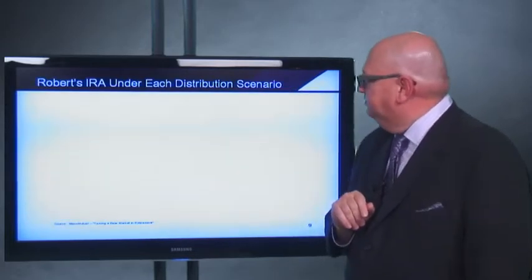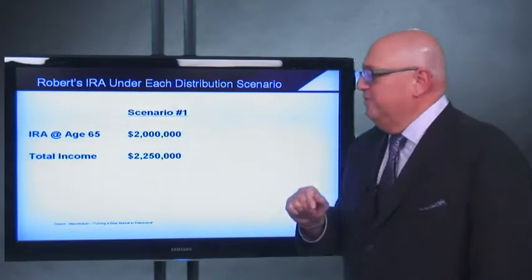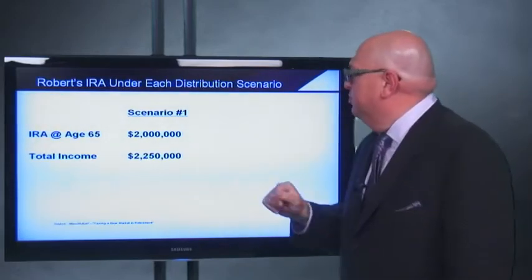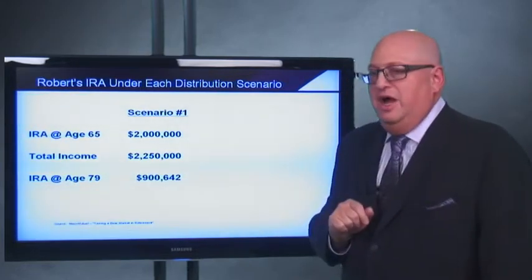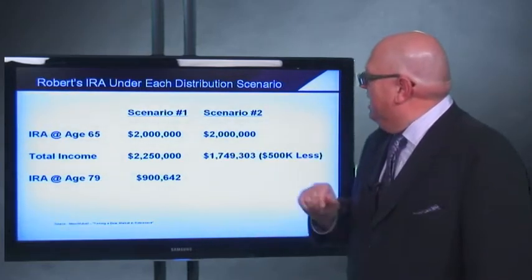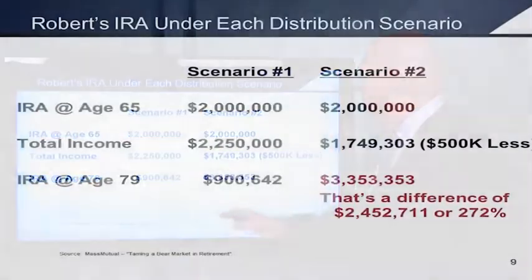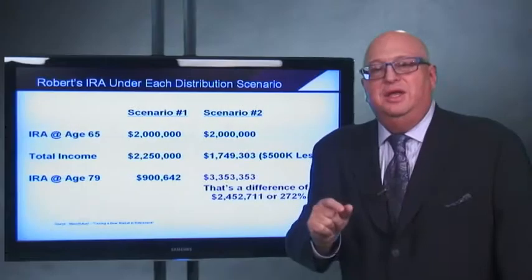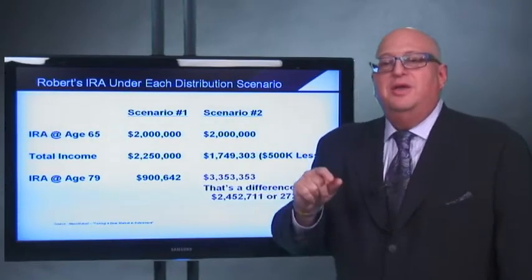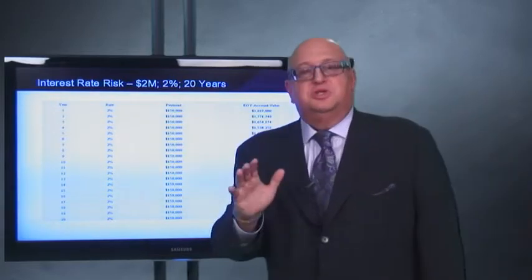So let's summarize. Scenario 1, $2 million. We took out $150,000 for 15 years, or $2.25 million. At age 79, client ended up with $900,000. Scenario 2, we took out $1.749 million, about $500,000 less, but we ended up with $2.4 million more, or 272% more money, because we did not withdraw in the years following the market going down. Let's turn to now interest rate risks.